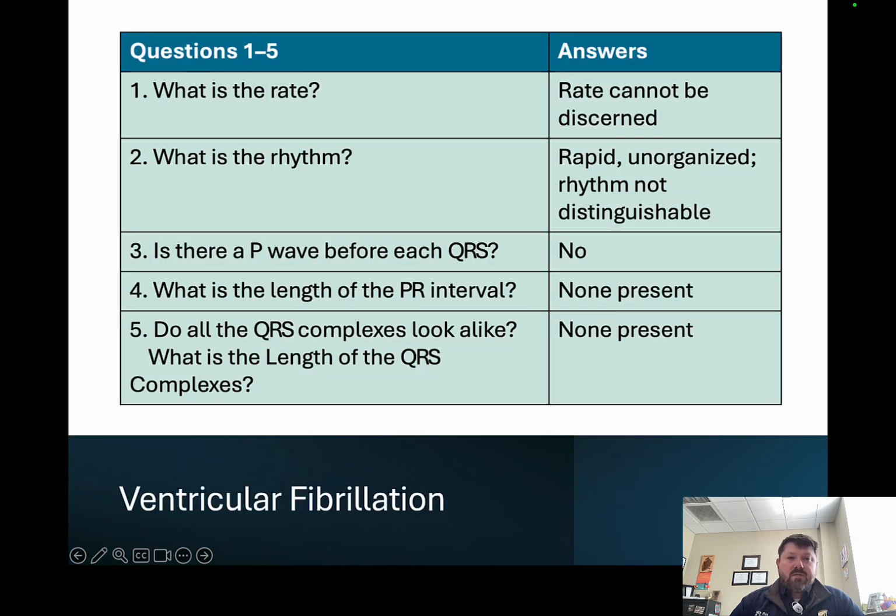So your answer is pretty much no on all of this. You can't discern a rate. It's rapid and unorganized. It's not a regular rhythm at all. There's no P wave, there's no PRI, and you can't differentiate a QRS.